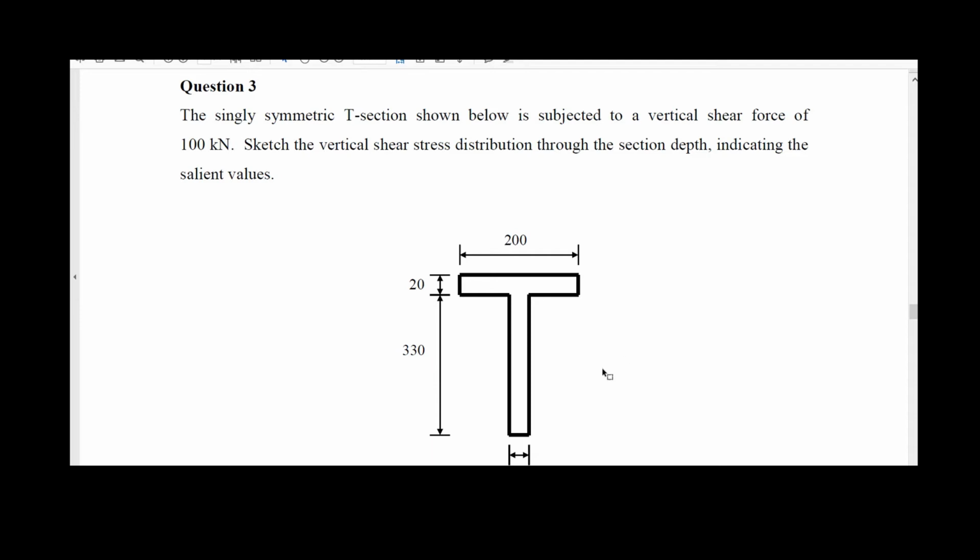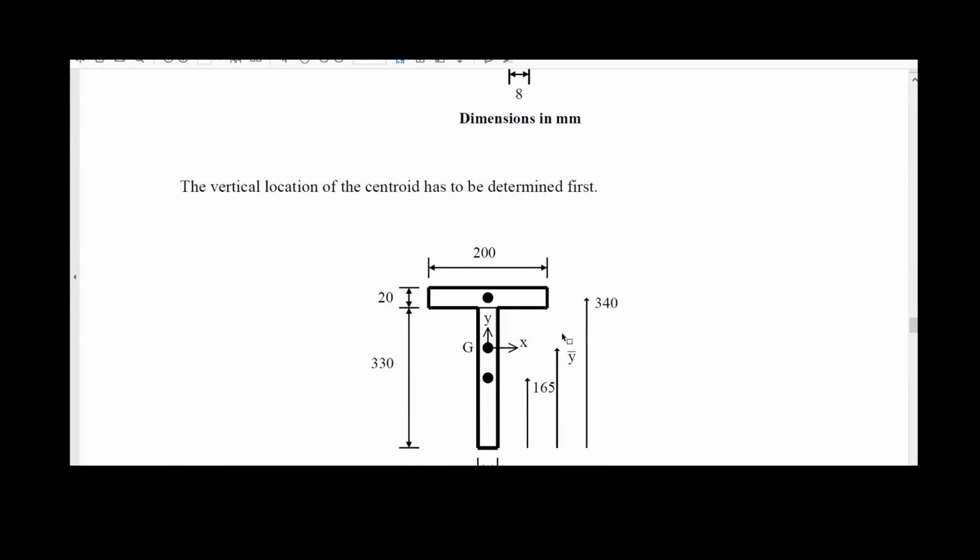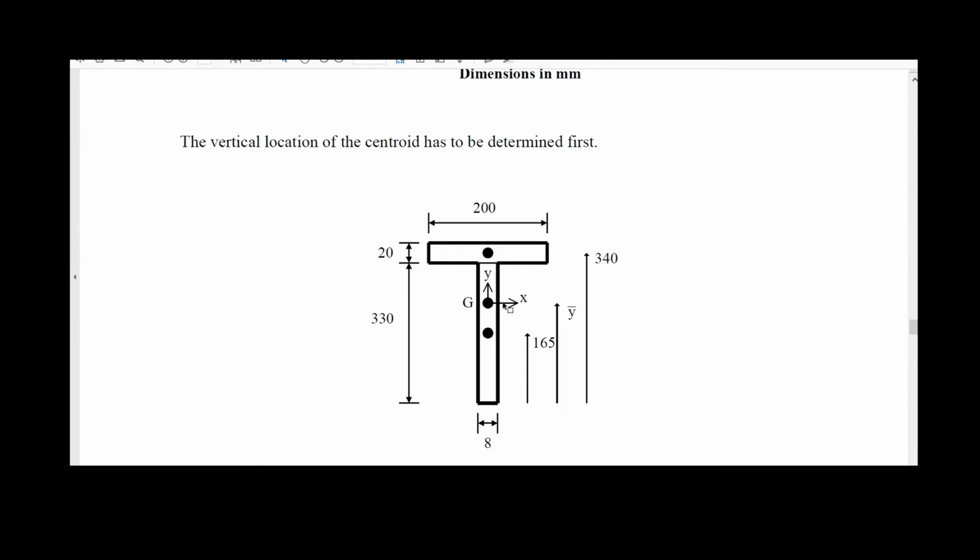Evidently, because this is a T-section, we know the centroid will be on the vertical axis that passes through the middle of the T, but we need to first locate the position of the centroid to know exactly where the neutral axis is, because at this level you will have the maximum shear stresses for this cross-section. So there is a previous calculation of the location of the centroid to know where we are going to have the maximum.